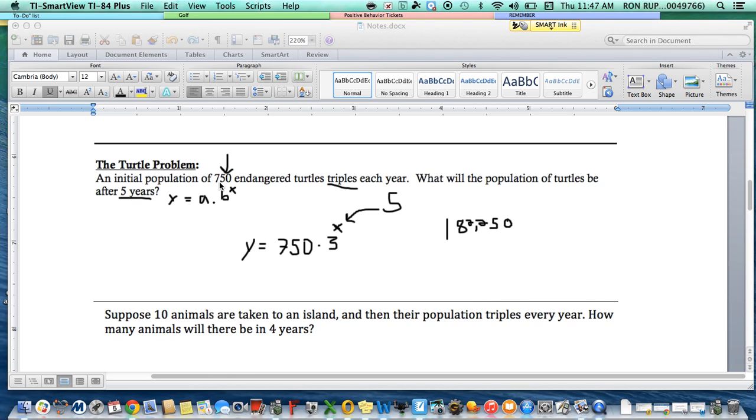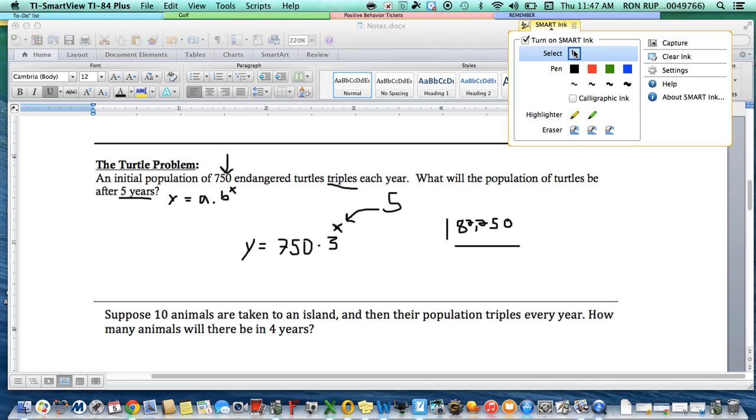Now you could do 750 times 3, take that answer, times it by 3 again, take that new answer, times it by 3 again. You could do that 5 times and you would land on 182,250. But sometimes these numbers may be really big, or the number of years may be really big, and so you might not necessarily want to do that.